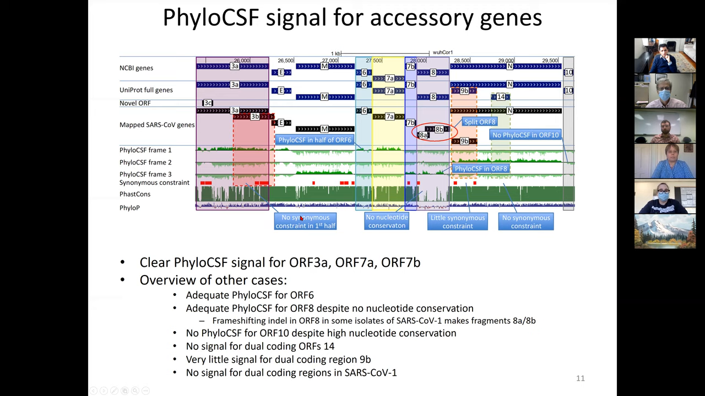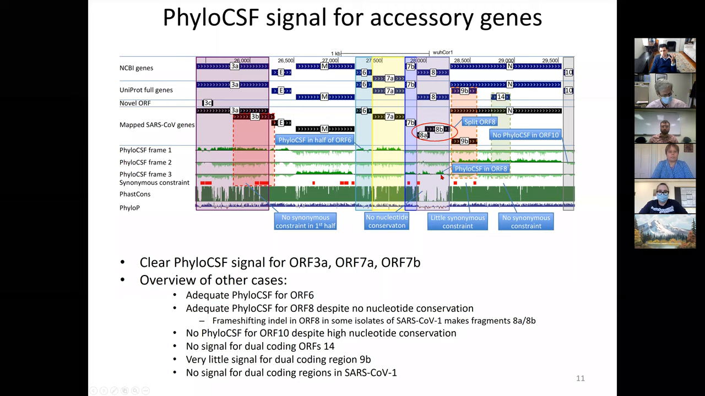We find that there's very strong protein coding constraint in nearly all of the proteins. And specifically, if you look at ORF8, you see that at the nucleotide level, it has no conservation, but at the protein level, it has two pockets of very clean phylo-CSF signal, indicating that indeed it is constrained at the protein coding level.